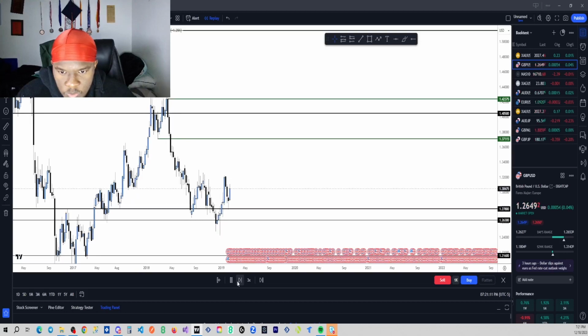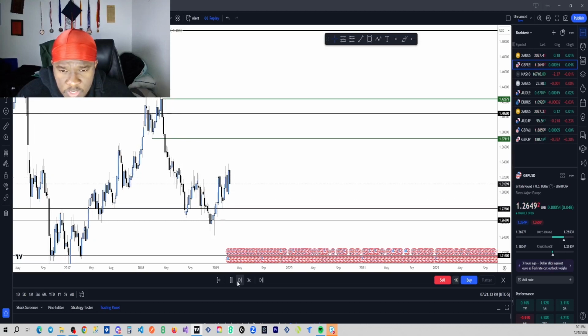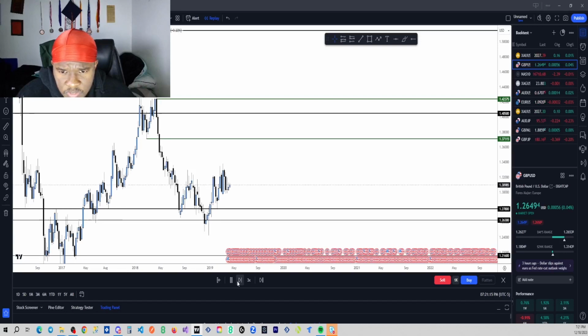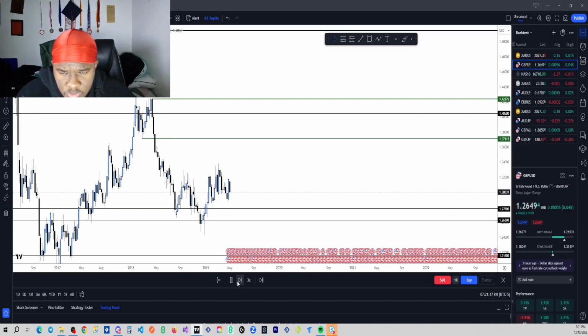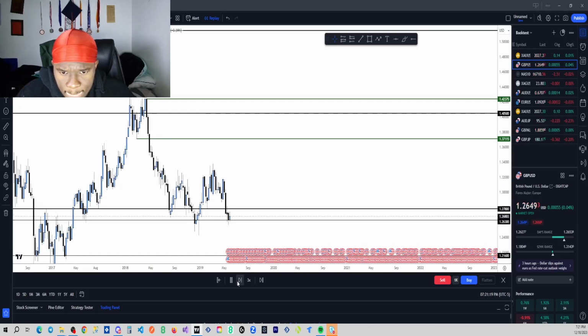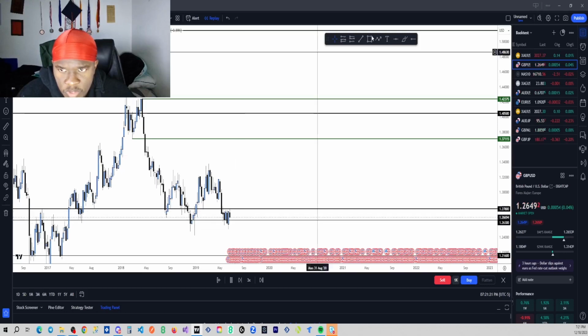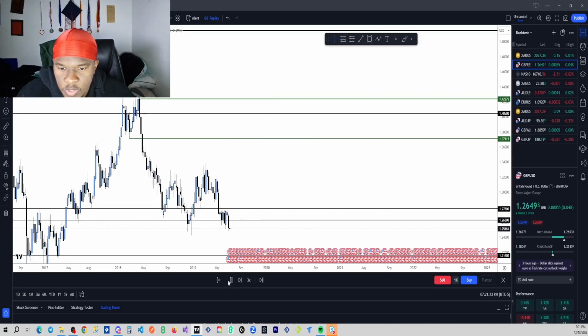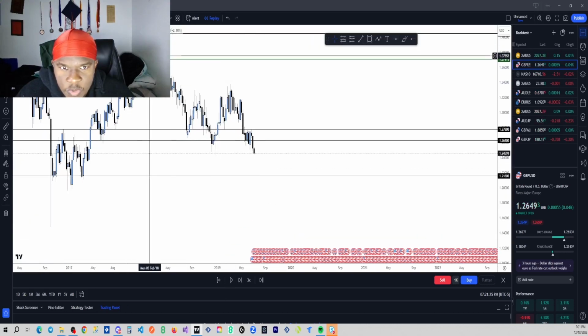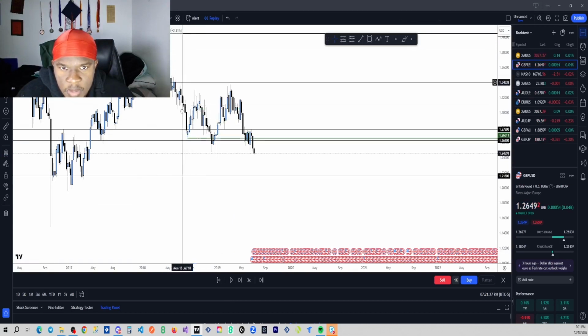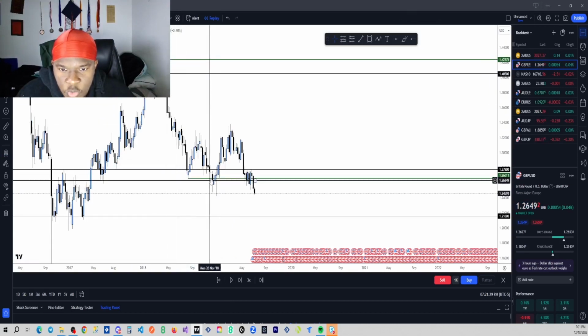Okay, so let's wait. Be patient. Patience. So this right here is currently our low. So we have a new low that was created, but this is still the high. So we didn't really break this. I don't like this weak break.